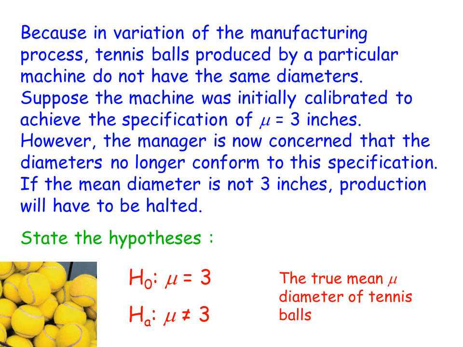So our null hypothesis is always equal to, so mu is equal to 3. That's what we believe to be true to start with. Our alternative is that it's not going to be 3, not equal to.